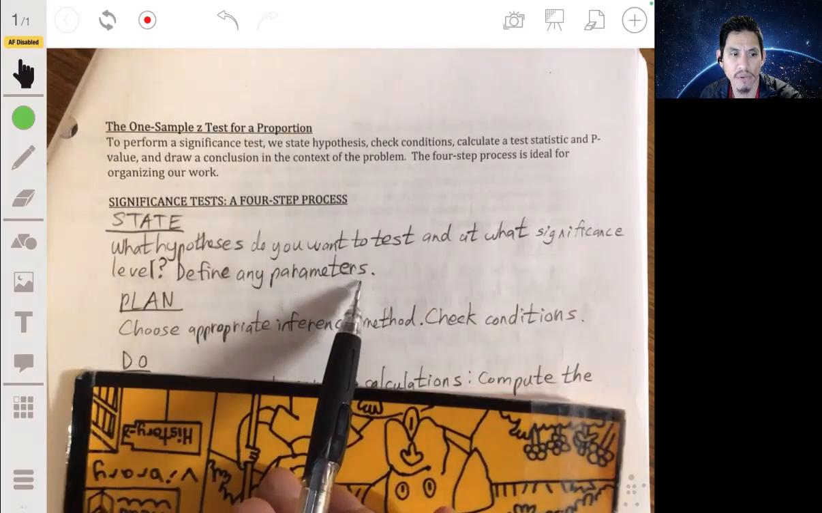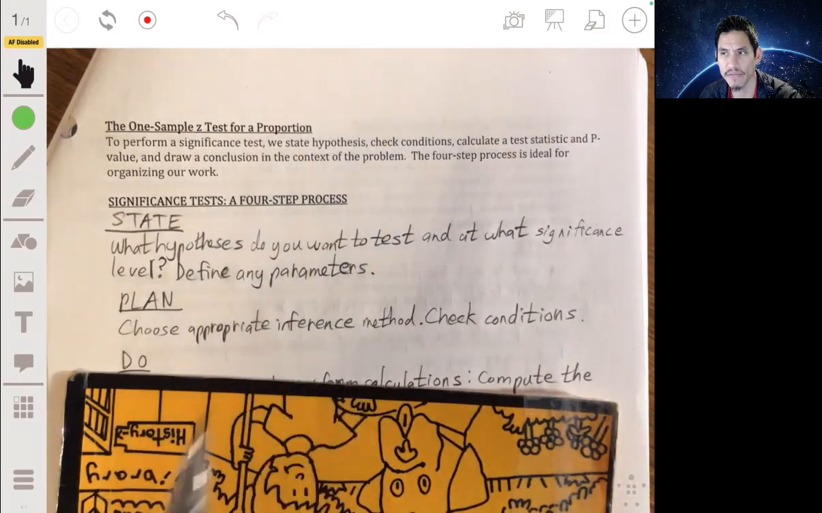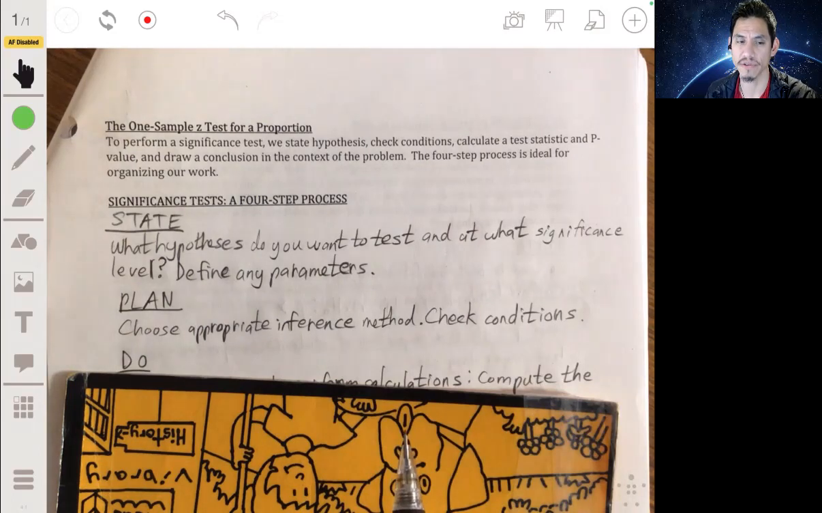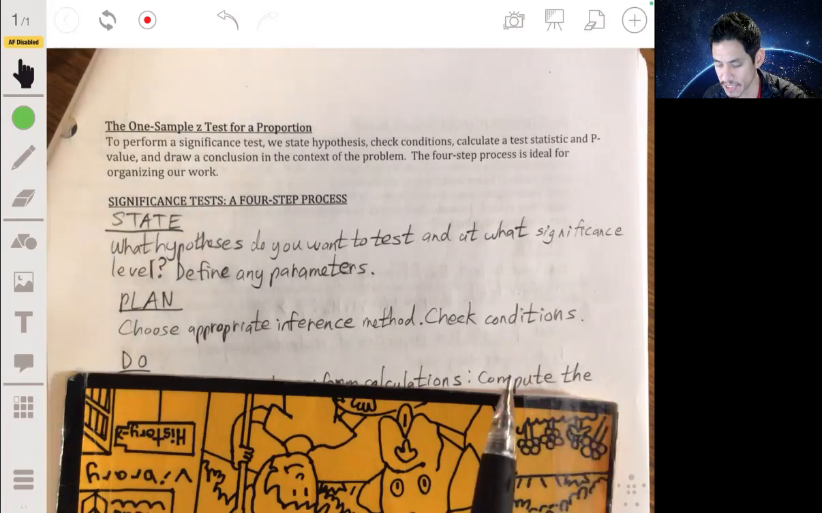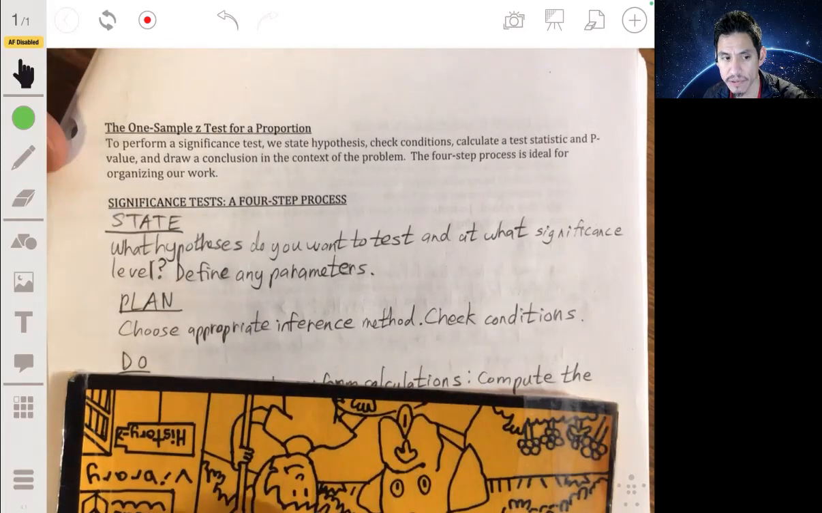In our plan, we identify our inference method. We haven't learned that many yet, but we're kind of just starting to catch on. This is important because we did confidence intervals in the previous chapter. Now we're doing significance tests. Later, we're going to do 2 sample significance tests, like difference of means and proportions, that sort of thing. And then check the conditions to make sure that it's okay to use.